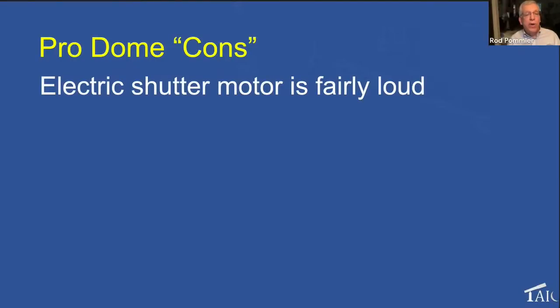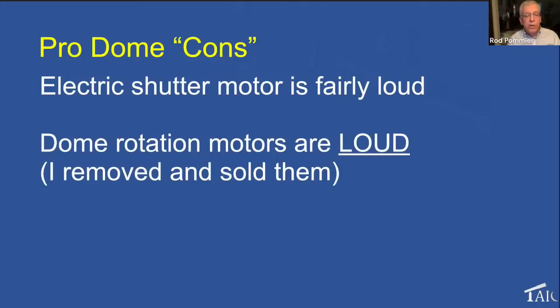The electric shutter motor was fairly loud. It sounds like a coffee grinder. And I was being very careful to try to open the shutter before people went to bed, and I tried to close it in the morning if I could. The dome rotation motors were incredibly loud. They were so loud, I removed them and sold them and decided that for the sake of neighborhood peace, I would just turn the dome manually. And the dome itself acts like a parabolic dish, shooting the sound of those motors right out through the slot. So as the dome rotates, it acts like a ray gun shooting sound at whatever direction it is pointed. So I found them not a good choice.